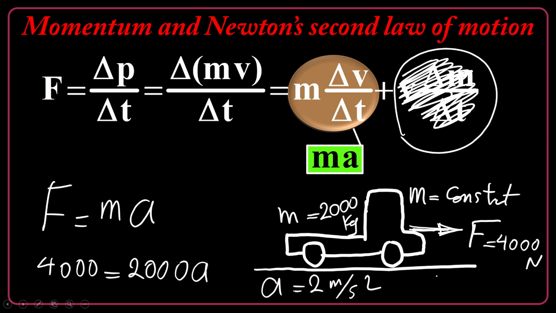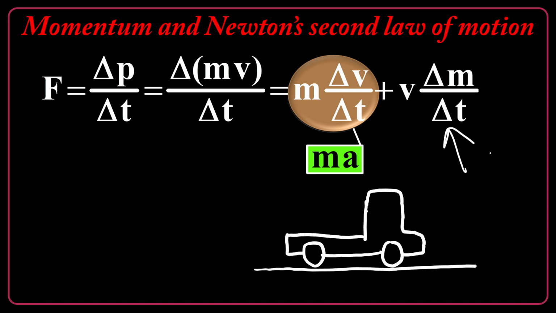This is something very familiar to you, and in dynamics we have already learned it. This is not our topic of discussion today. We should go over the second term, this one. What should I do with this one? v delta m over delta t. So let me start from scratch.